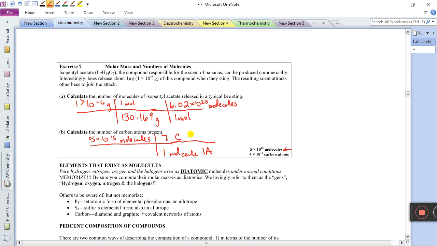So 7 carbons. So you just take your 5 times 10 to the 15th, multiply by 7. There we go. So subscripts can be used to determine how many of that type of atom per molecule. And if we're trying to get to molecules or atoms, we're always going to end up having to deal with our 6.02 times 10 to the 23rd. All right, moving on.